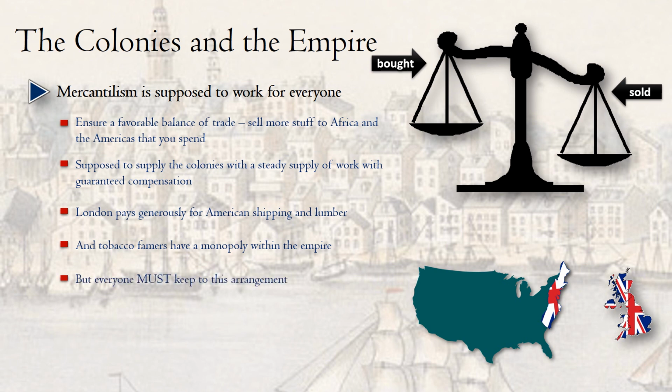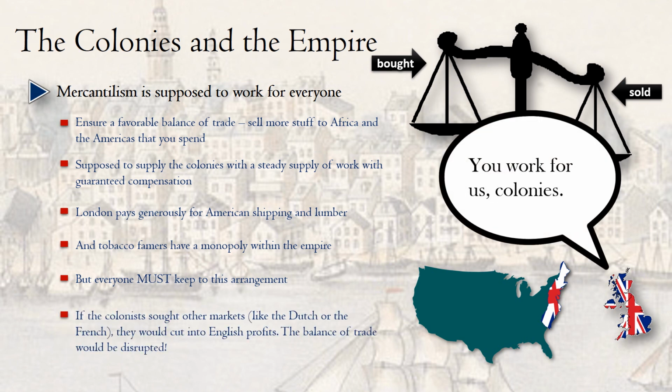And for this to work, though, everybody has to keep to this arrangement, right? If the colonists go and they seek other markets, such as England's enemies like the Dutch or the French, then they would cut into English profits. And the balance of trade, which mercantilism is supposed to protect, would be disrupted.